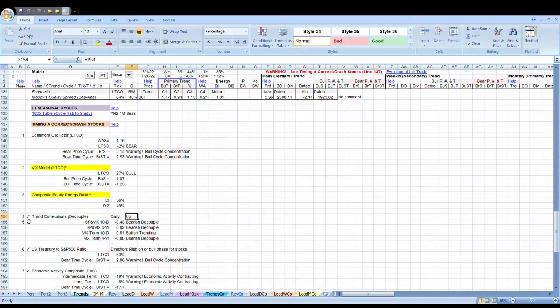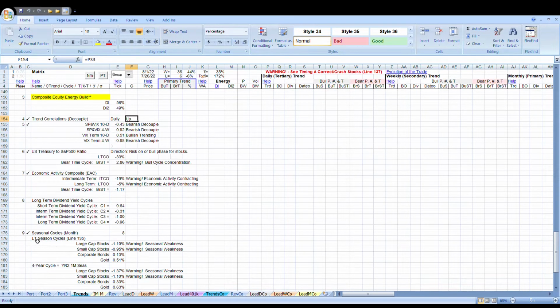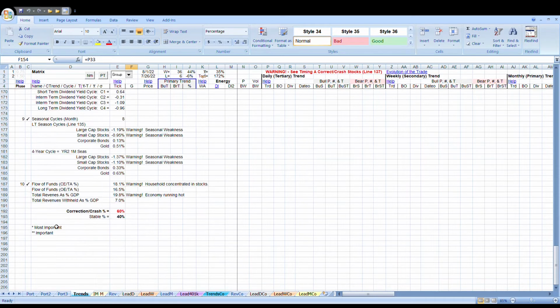You can see in the timing and correction section there's decouplings and trend correlation, but there's all sorts of other measures, and it gives us a crash percentage and a stable percentage. Now it's at 60-40. This is a little bit of a concern. This can get quite high.